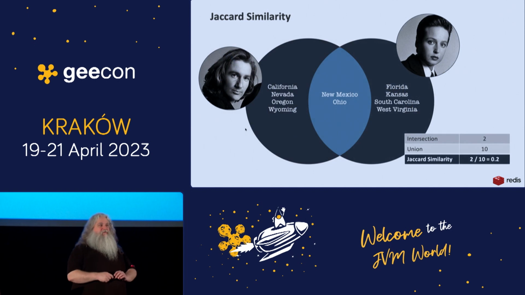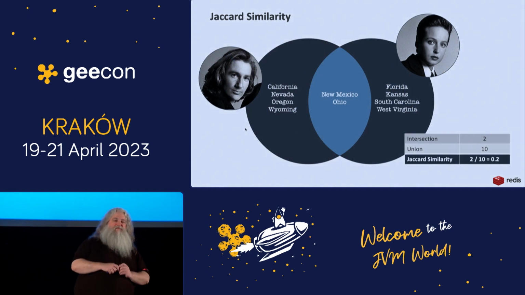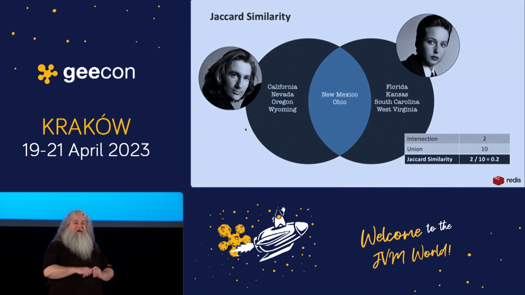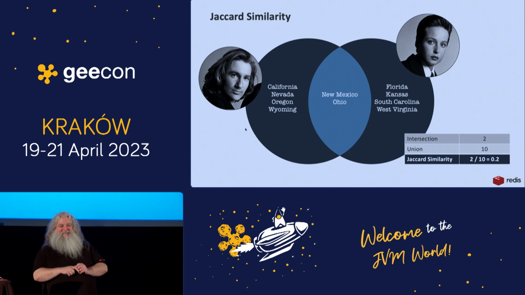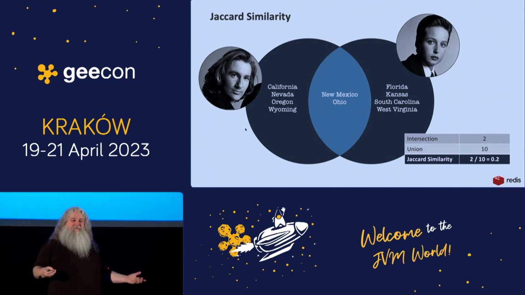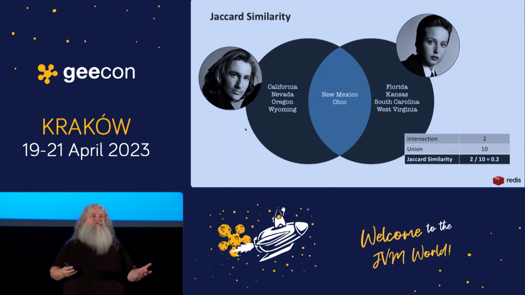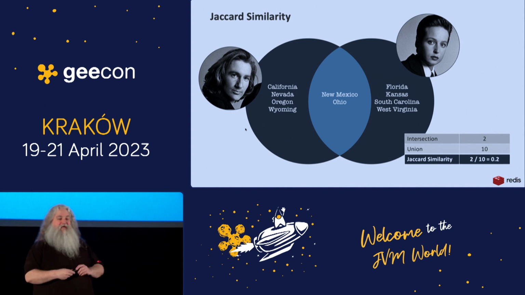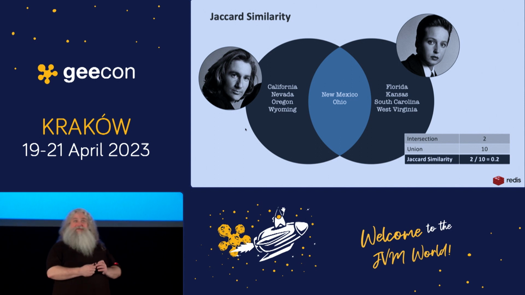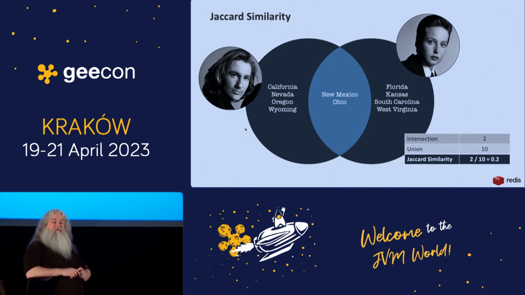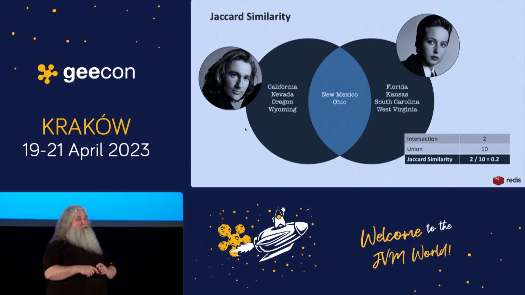So let's talk about Jaccard similarity first. How do we compare sets? And this is really a pretty straightforward operation. Here I've got Scully and Mulder from the X-Files, almost. They've been face swapped. And I have put together two sets here. They're the sets of which states in the United States they've seen UFOs in. And so Scully here has seen them in California, Nevada, Oregon, Wyoming, New Mexico, and Ohio, which is where I live. And Mulder has seen them in Florida, Kansas, South Carolina, West by God Virginia, New Mexico, and Ohio.